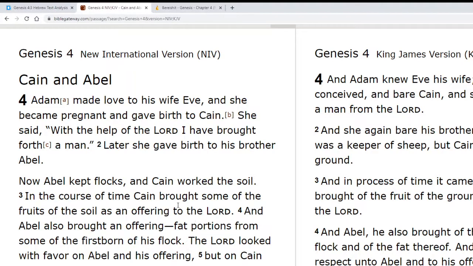NIV: in the course of time, Cain brought some of the fruits of the soil as an offering to the Lord. So that's some, right? Miketz. There's a lot of different commentary on what exactly was wrong with what Cain brought. You can look at all the commentaries, but here the NIV seems to be critical, using that word some of.